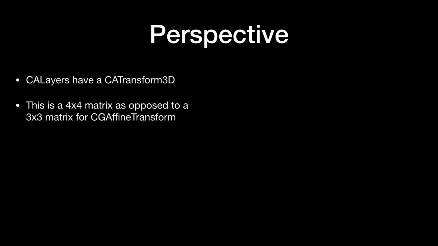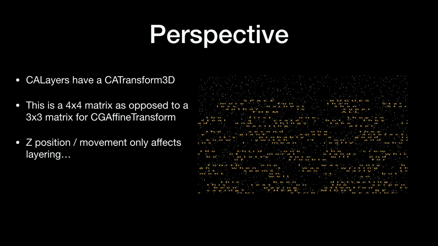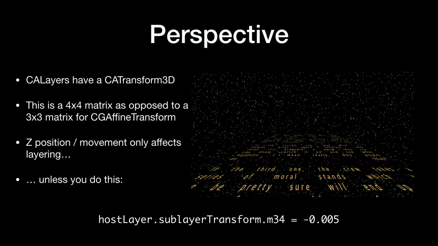If you are using 3D effects, then things aren't actually going to look very 3D when you start. The zPosition, or movement in the z-axis, only affects rendering on top of one another, unless you do this meaningless snippet of code. It's not very well documented, it's not very well understood. What happens here is the host layer is what I'm referring to as the layer that's holding all the things that you want to have in 3D. All layers have a property called the sublayerTransform, which is a CATransform3D. And then m34, who knows, controls the perspectiveness of your layer.